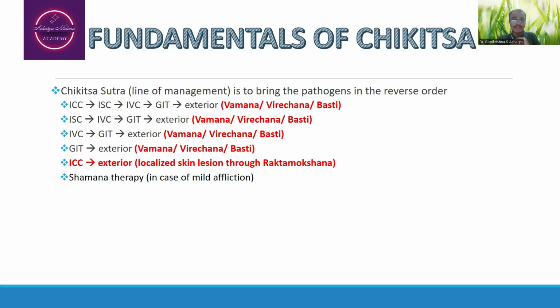Suppose the person has the pathogen only in a localized region, for example, in the finger or skin as such, we are going to do Rakta Mokshana. That is, locally we are going to do bloodletting. Thereby, the elimination of the pathogens will be done in that particular way to the exterior. And if the person is not willing to go for the panchakarma or shodhana therapy or purificatory therapy, then we are going to plan the shamana therapy.